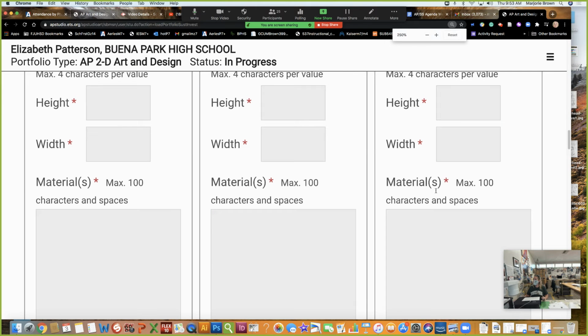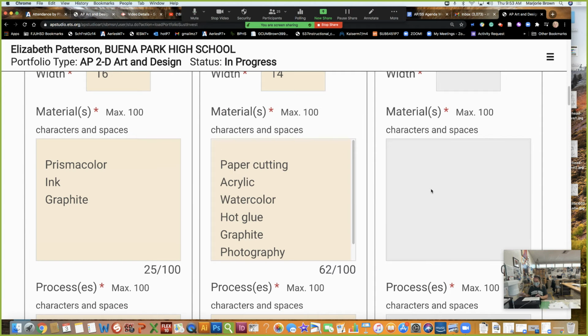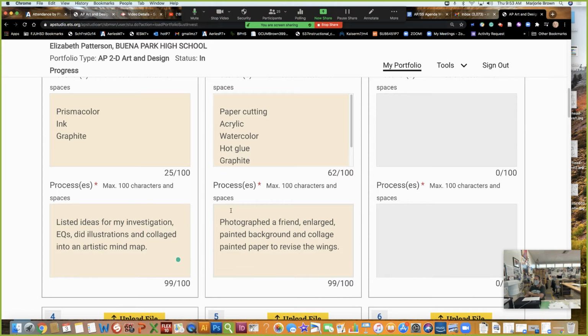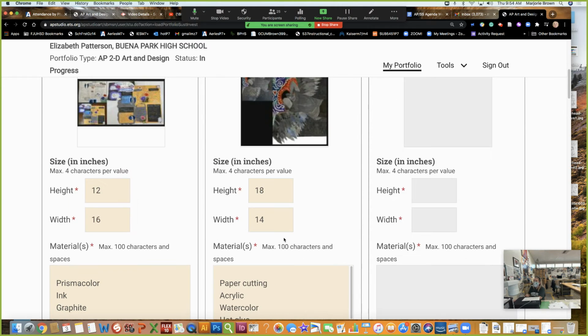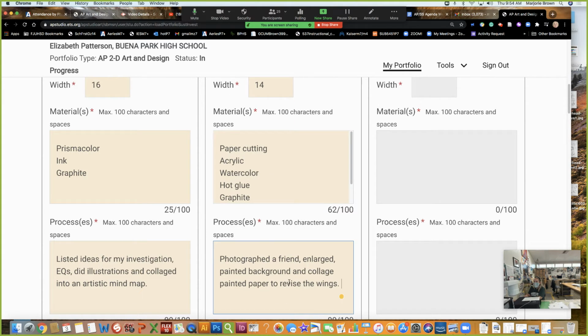There we go. So now she has 2 done. And I want to read to you her process for this one. It's exactly what she did. She photographed a friend, she enlarged, painted background, and collaged painted paper to revise the wings. So that's the really big revision that she did. And when you open up the image, we saw that. There's a reason we talk about this process: to let the judges know what changes and experimentation we made, okay?